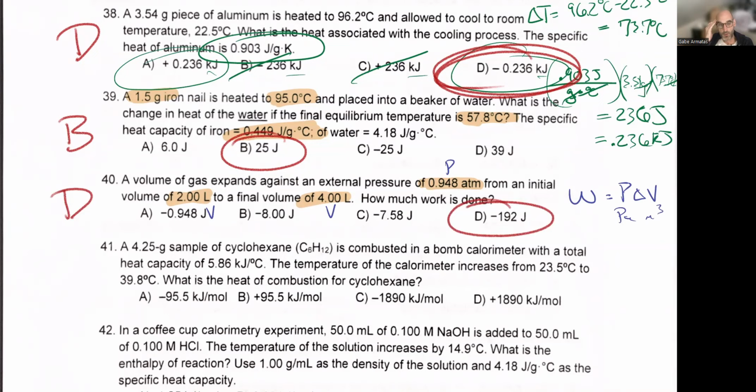So yeah, your pressure. I mean, there's a couple of ways to look at it as well, but work is pressure times your delta V. So 0.943 atmospheres. Yeah, but you need to convert that to pascals ultimately to get the proper answer. Okay, so that's 1 through 40, and two more videos coming.